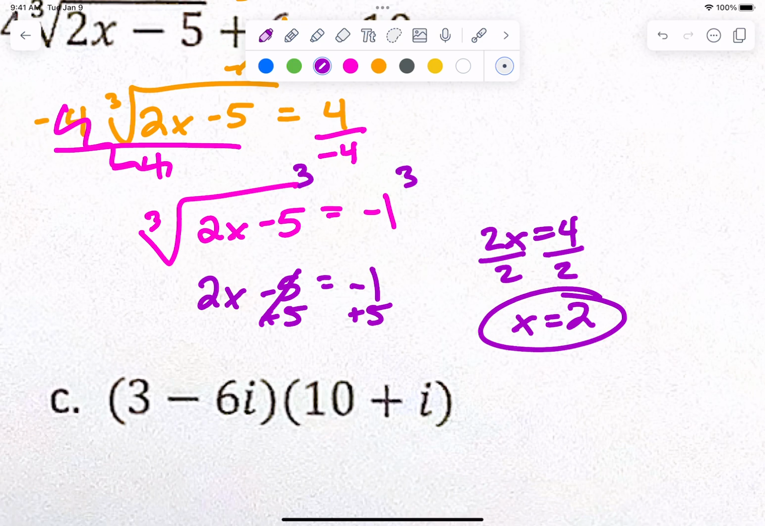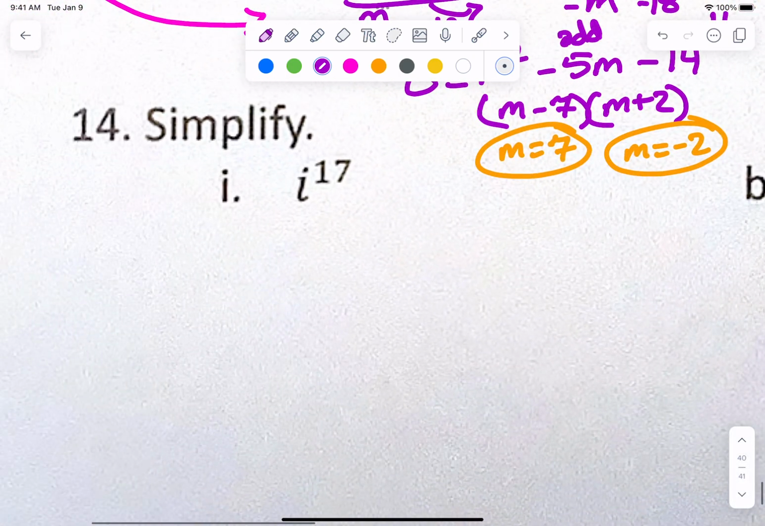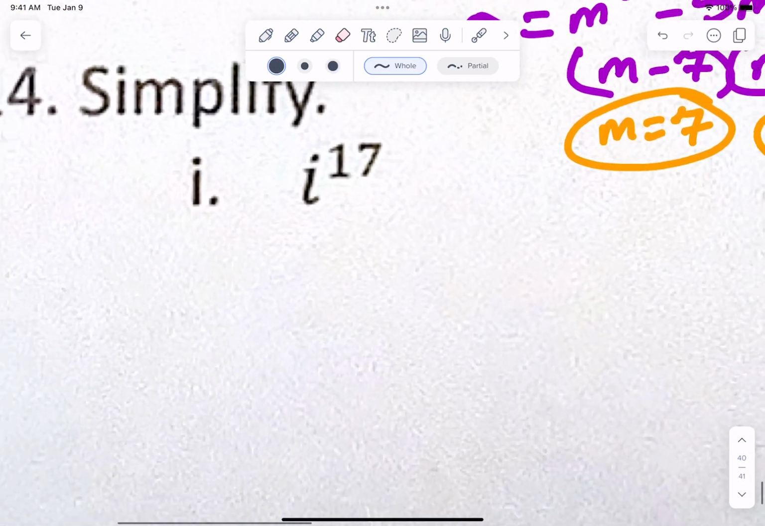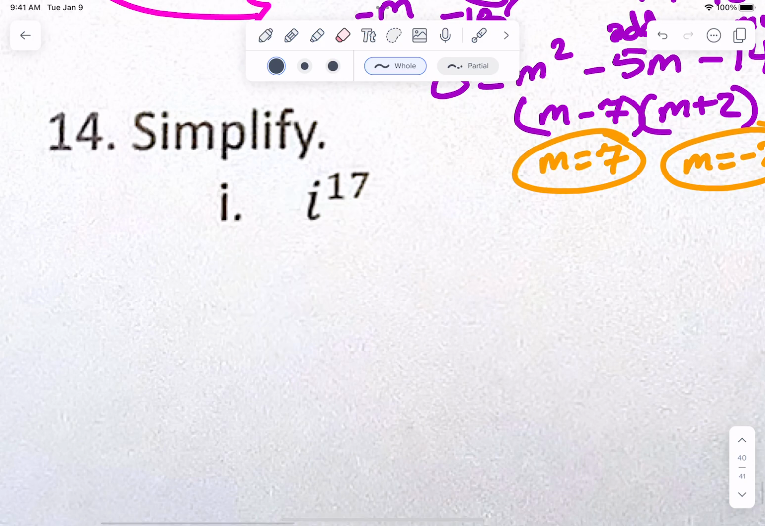Okay, good. Should we do one more? Two more? Can we just finish this page? We'll finish this page. You got some notes for these i's. Write those things down.